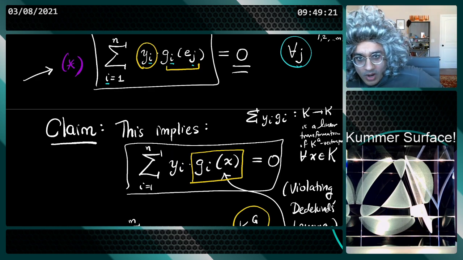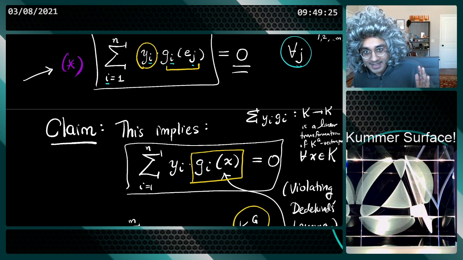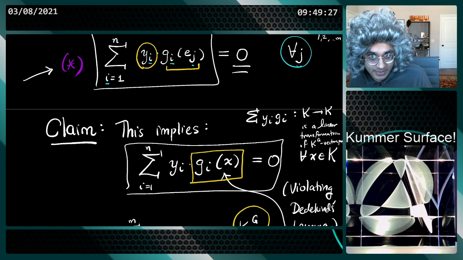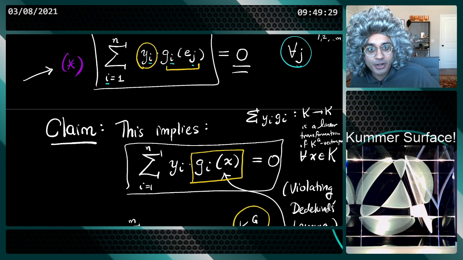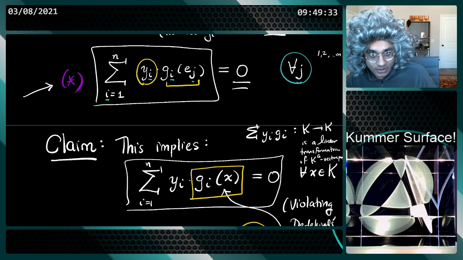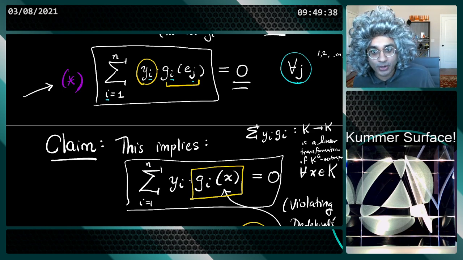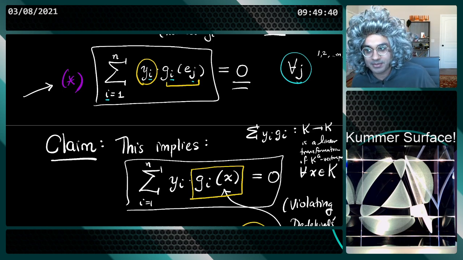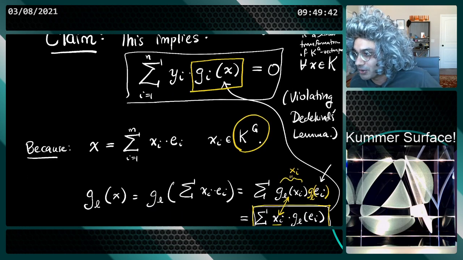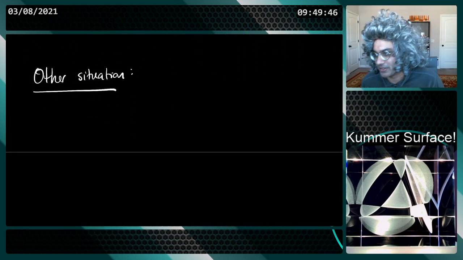Just that the sum of yi's times gi's. Okay? It's a linear transformation of kg vector spaces. And you know that they send the basis vectors to 0. It sends all the basis vectors to 0. But that means it sends the whole vector space to 0. It's that principle, but being written out in gory detail. That's the fancy way of saying it.